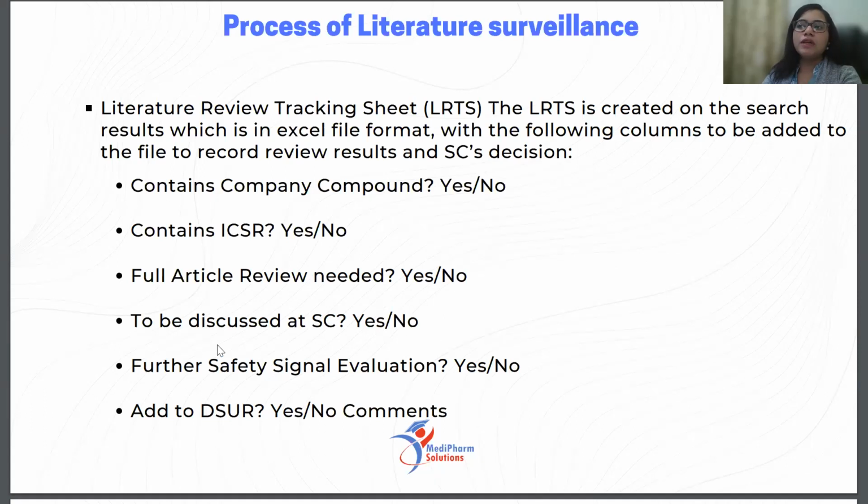They're going to mention if there is something that needs to be discussed with the safety committee, yes or no. They're going to mention if they need any further safety signal evaluation they have identified. If so, they will mention yes. And does this need to be added to the DSU, yes or no. So basically that's how your tracking sheet is going to be. It may have additional questions based on your company requirements. It may not have as many, but these are some of the basic questions that a safety committee member will put in the tracker sheet.